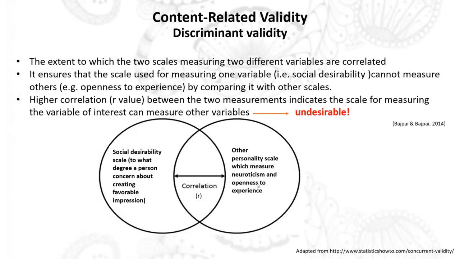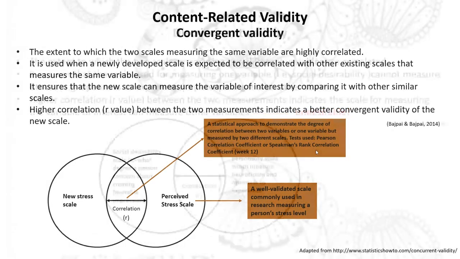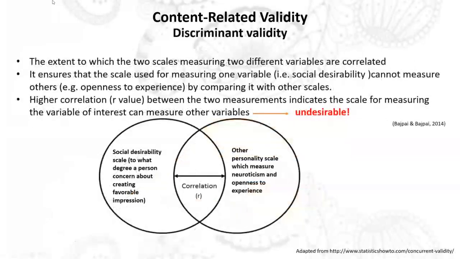After that, I have two sets of data, one for social desirability, another for openness to experience. And then I do the correlation. Same test, the same correlation test as this one. I get the correlation R again, same test. After doing the test, what will you expect?